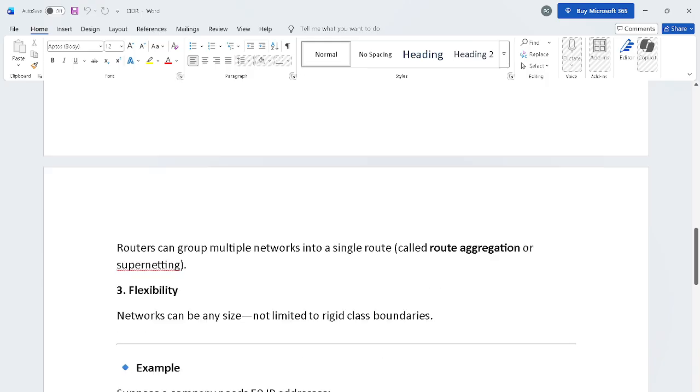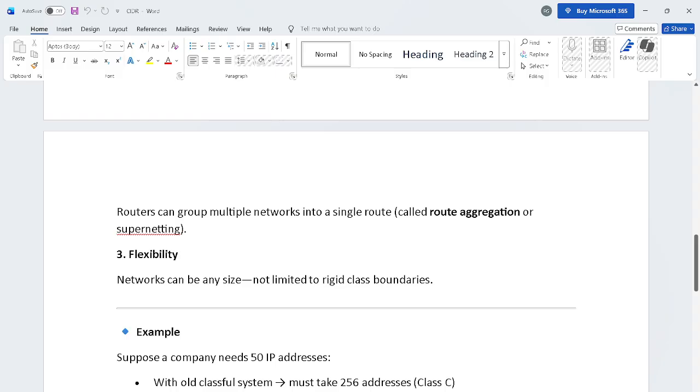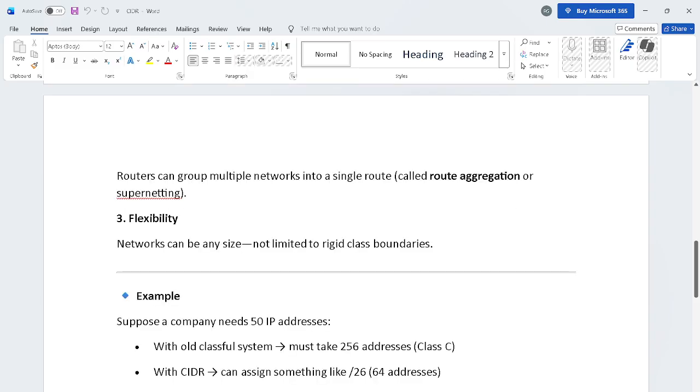Third is flexibility. Networks can be any size, not limited to rigid class boundaries. With normal classes, a C class gives 256 addresses, a B class gives 65,536, and an A class gives around 16 million IP addresses. But when using CIDR, there is flexibility. Networks can be any size, not limited to rigid class boundaries. We don't follow those boundaries, and we can give any number of hosts that is required for us.